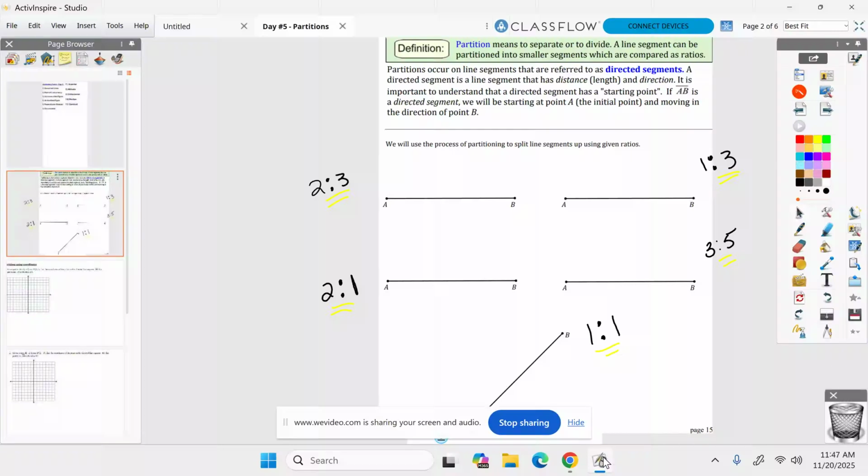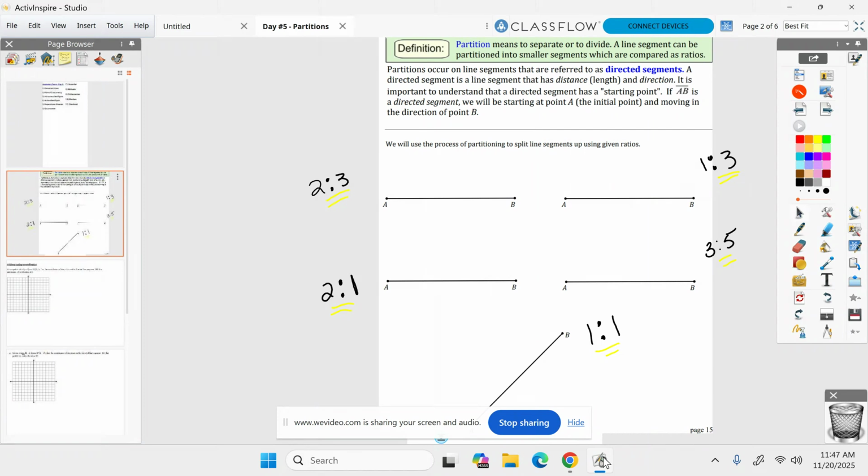Centroid, real quick. Quickly just drop some knowledge on me. What do you know about centroid? I know it's the intersection of the medians. What's so special about a centroid? Breaks a median up into what? 2 to 1, 2 to 1, 2 to 1.